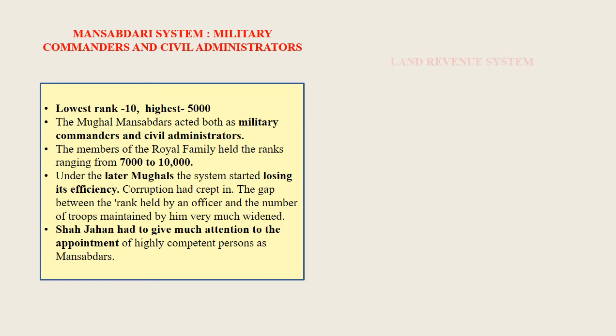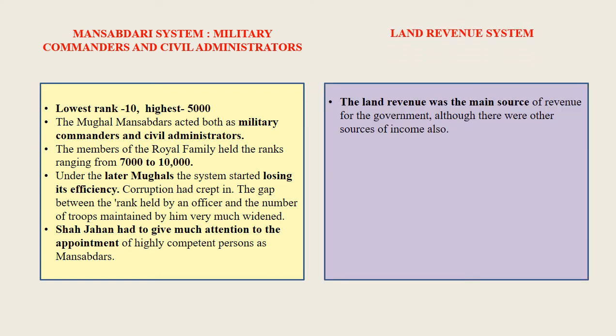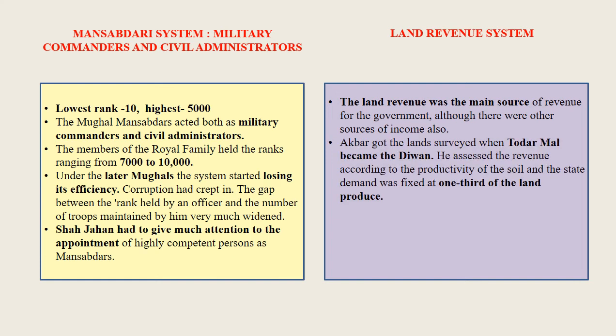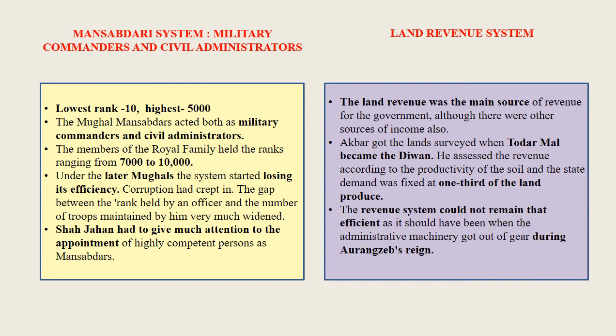Land revenue system. The land revenue was the main source of revenue for the government, although there were other sources of income also. We have seen that Akbar got the land surveyed when Todar Mal became the Diwan. He assessed the revenue according to the productivity of the soil, and the state demand was fixed at 1/3 of the land produce. The revenue system could not remain as efficient as it should have been when the administrative machinery got out of gear during Aurangzeb's reign.